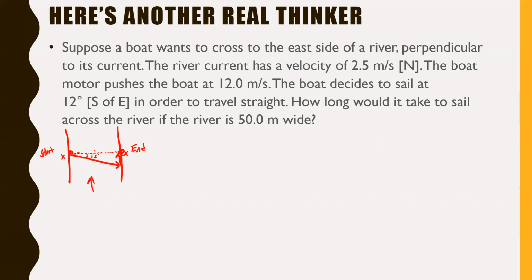Now, we know that angle was 12 degrees south of east. We also know that the river current is 2.5 meters per second. I'll just change color just so that can stick out a little bit better. 2.5 meters per second to the north is going to be this arrow pushing it up here, right along the riverbank on the east side.